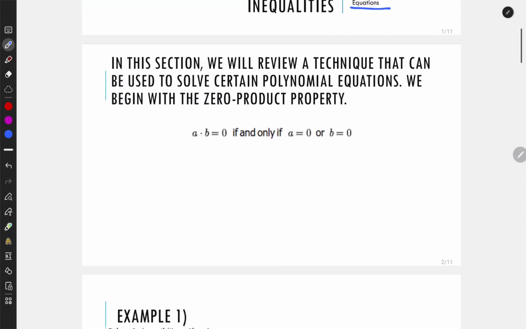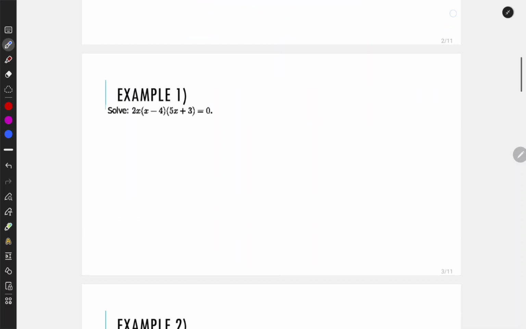So to begin with, in this section, we're going to review a technique that can be used to solve certain polynomials, and that is called the zero product property. The zero product property basically means when you have two factors together, you can separate them into their own equations and solve from there. All right, so let's look at our first example here.